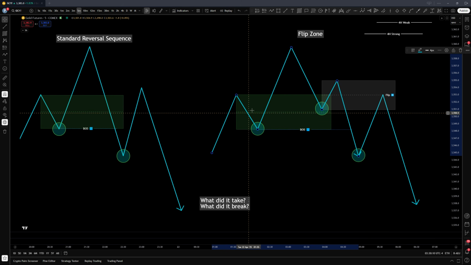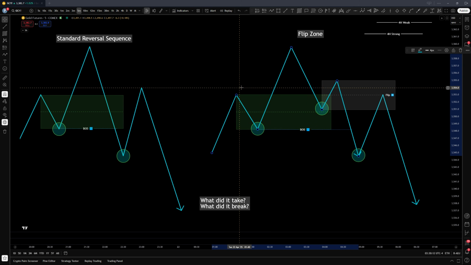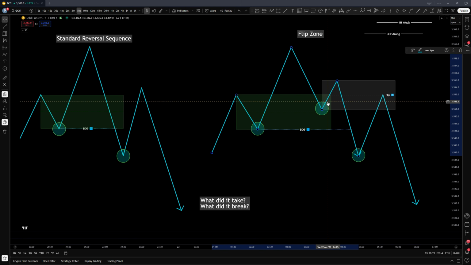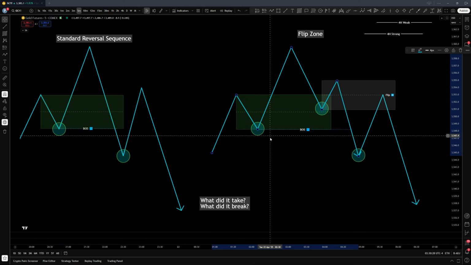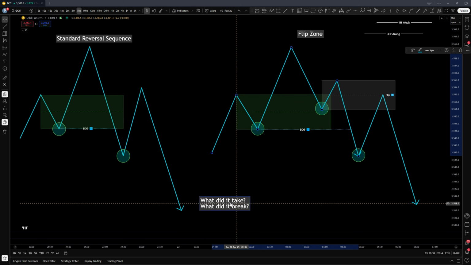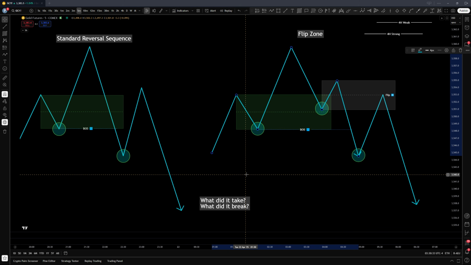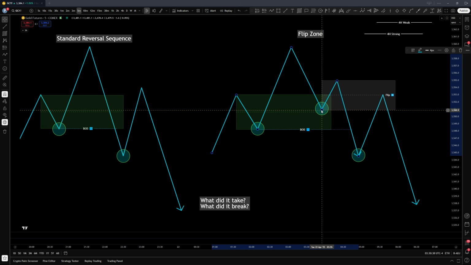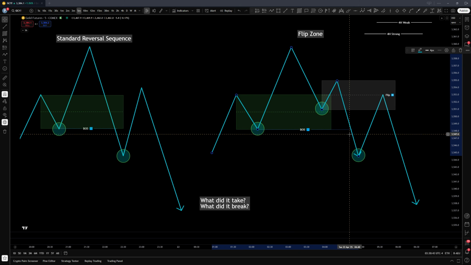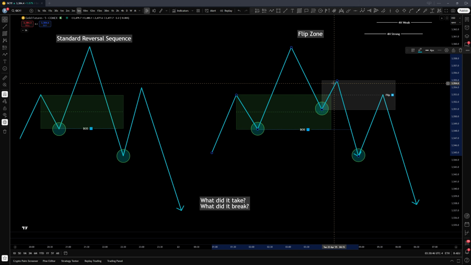You can see I've used these rectangles, and you can do the same if it makes sense to you, to mark out these pullbacks here. Okay, so what I usually think about is it goes down to go up, or it goes up to go down. Now, another thing I ask myself when I'm looking at these types of zones is, what did it take? What did it break? Okay, and in this case, price took, in the end, the zone here and caused a break of structure, but not before it got a reaction.